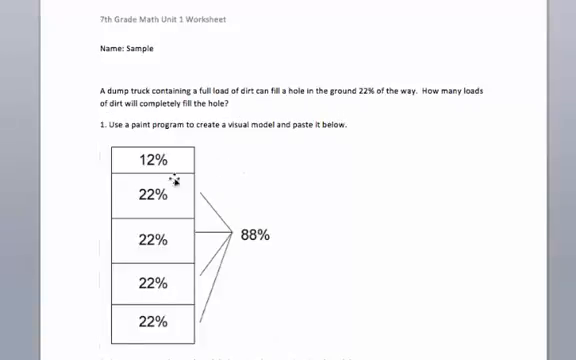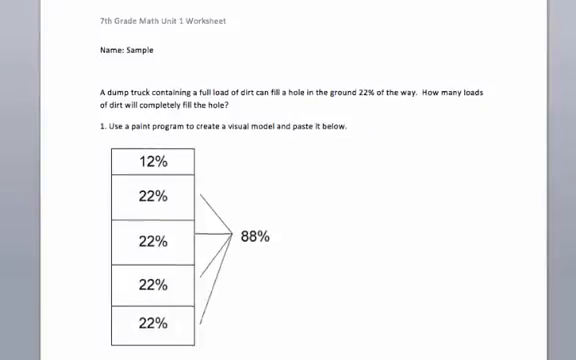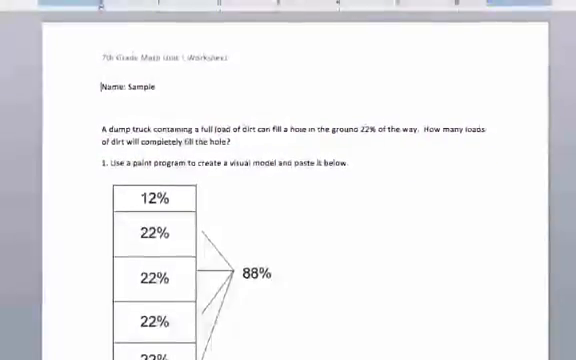Well, I decided to use a rectangular model with 22% representing each fraction that the dump truck will fill in the hole. So you can see there's 22% 4 times and then 12% left over. And these 22% all total 88%, and then plus the 12 makes 100% of the dirt. Well, let's take a look at the rubric and see where this visual model would rank.